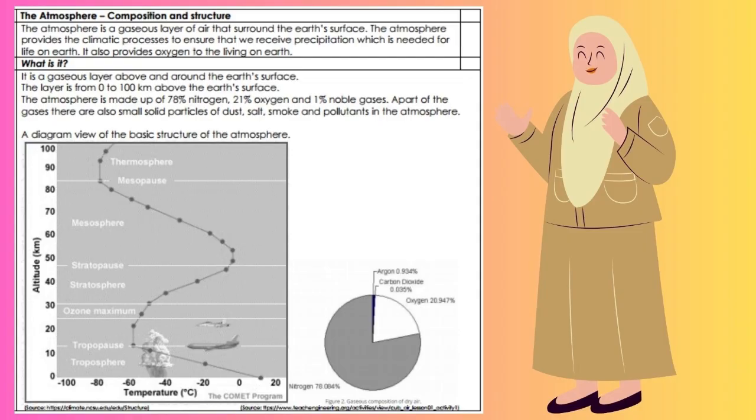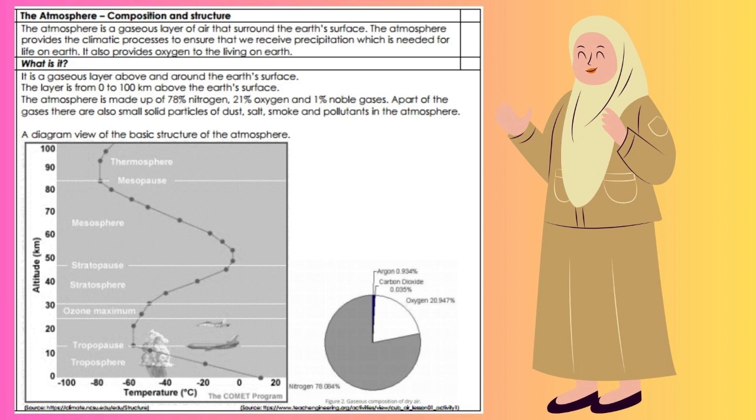The atmosphere, composition and structure. The atmosphere is a gaseous layer of air that surrounds the Earth's surface. The atmosphere provides the climatic processes to ensure that we receive precipitation, which is needed for life on Earth. It also provides oxygen to the living on Earth.